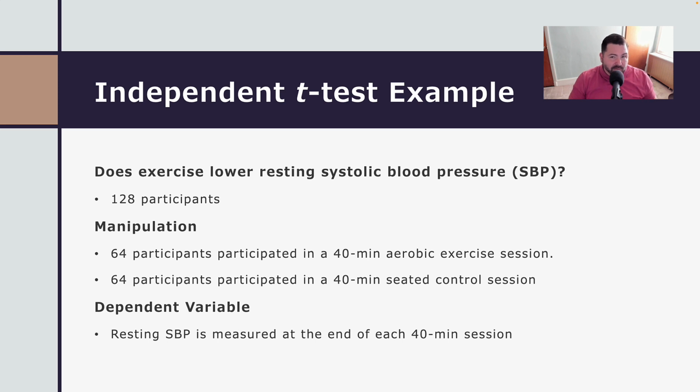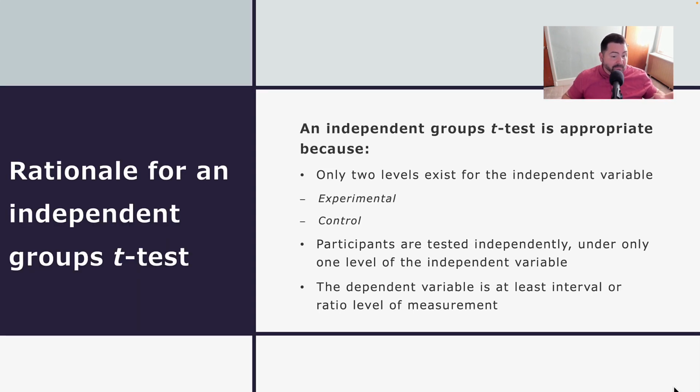The dependent variable, or the outcome variable of interest in this case, remains resting systolic blood pressure. And we're going to measure it at the end of a 40-minute session. So whether you sit down in a chair for 40 minutes or if you perform the aerobic exercise for 40 minutes, everybody's getting their blood pressure checked at the end. And we're going to generate means and standard deviations for the people that had the seated control experience versus the people who completed aerobic exercise for 40 minutes. And so that's kind of what we're looking at here. So why is an independent groups or an independent samples t-test the right kind of tool to answer this kind of question?